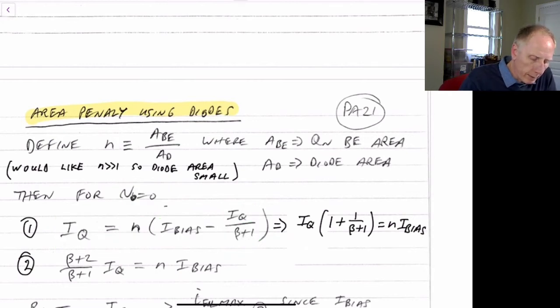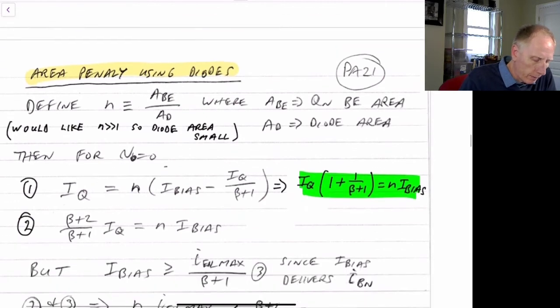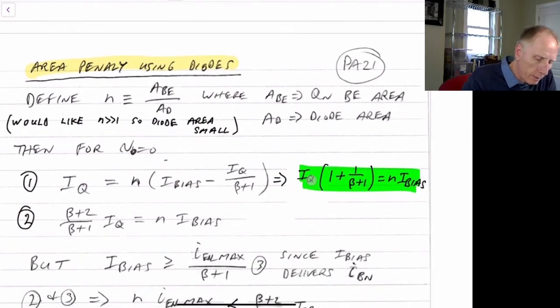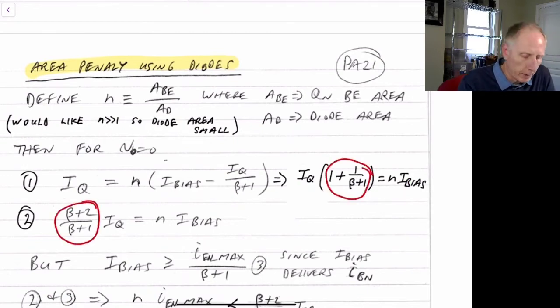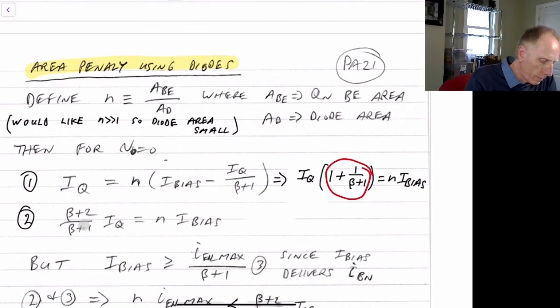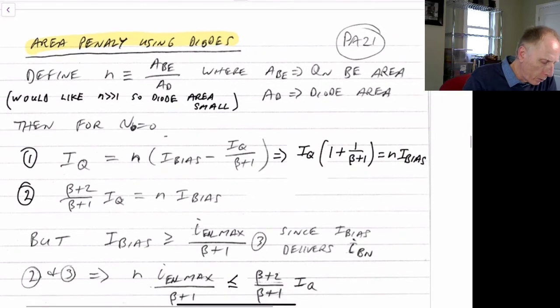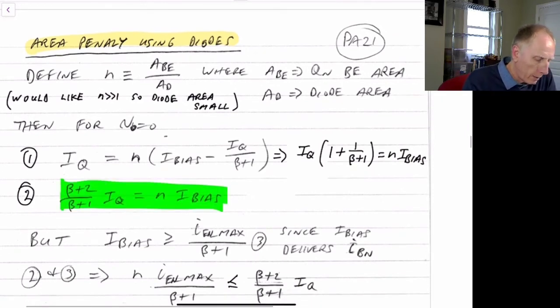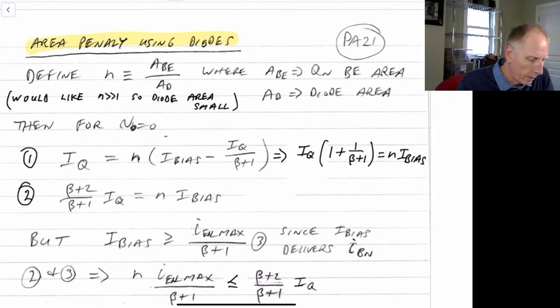We can rewrite that a little bit as this form over here. And then if we notice that this part here can be written as beta plus 2 over beta plus 1, we end up with this equation here relating the quiescent current, N, I bias and beta of the transistors. Recall that the beta of the transistors could be significantly less than 100. They could be down to 50, down to 20, because they're power transistors and their betas typically are smaller than 100.